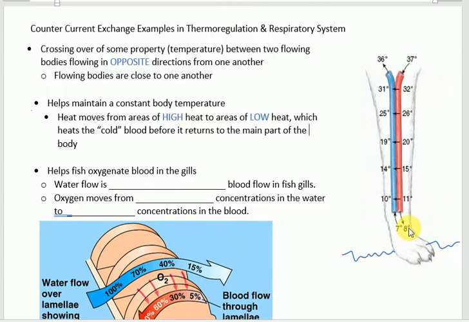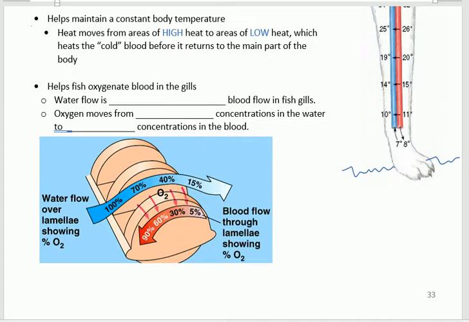So, what happens is, through this countercurrent exchange, as the blood is traveling back to the heart, the heat is moving, just like diffusion, from an area of high concentration to low, the heat is actually moving to the other vessel so that it is warming that before it gets back to the heart. It's not going to reach exactly what it was, but it's pretty close.